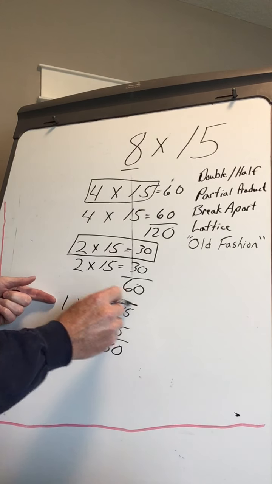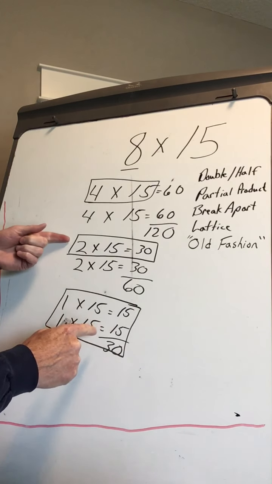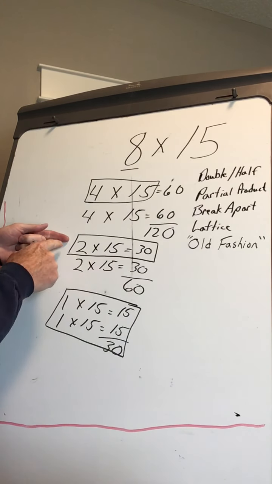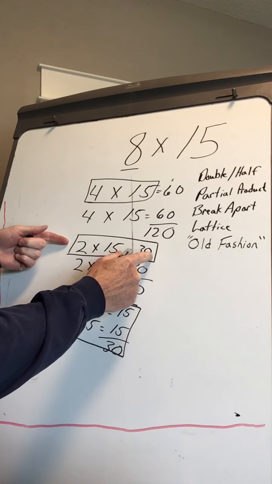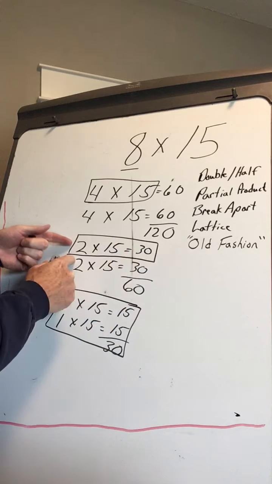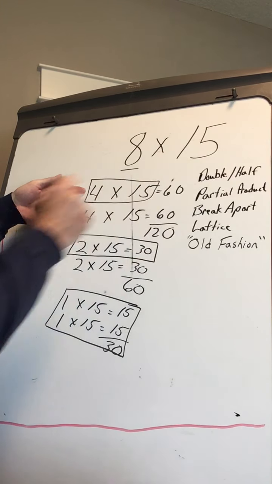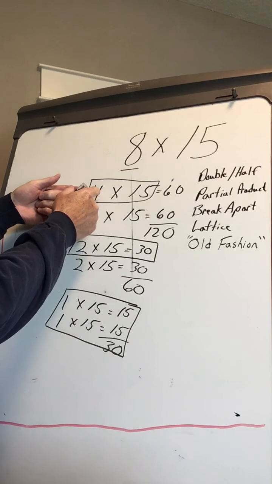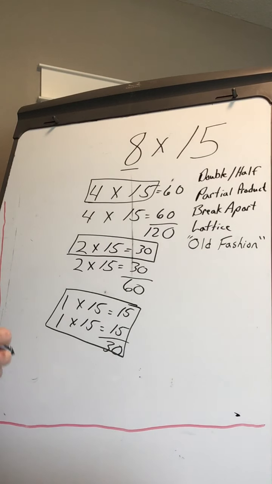So, as you can see, this problem down here, 1 times 15 plus 1 times 15 is 30, which is the same as 2 times 15. And then I take that one and I can double the 2 and get to the 4, and know that 4 times 15 is 60. And then I can take that 4 and double it and get to the 8, double my product to get to 120.